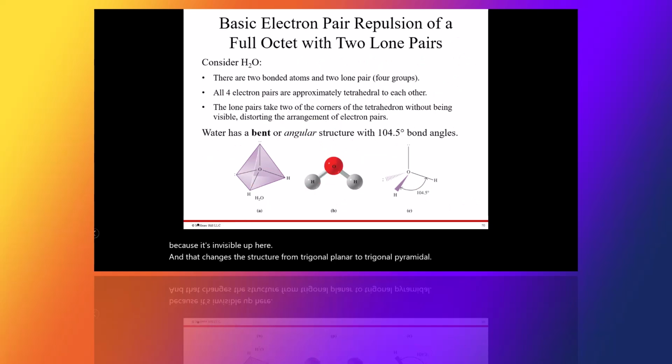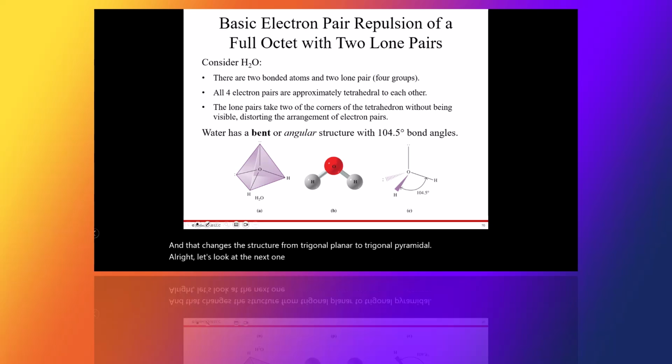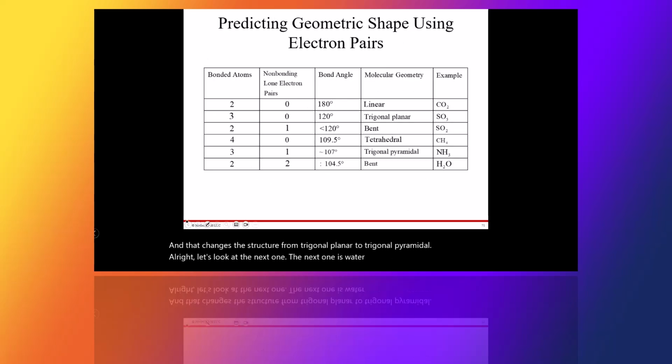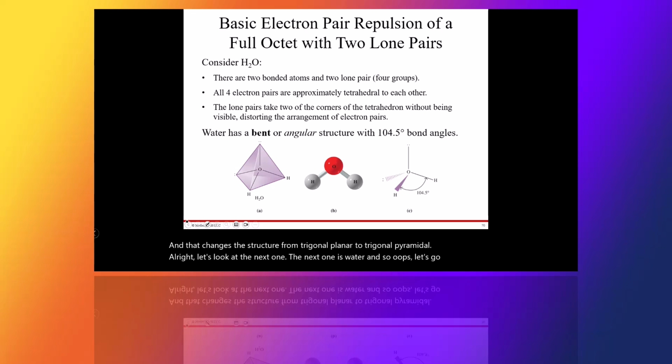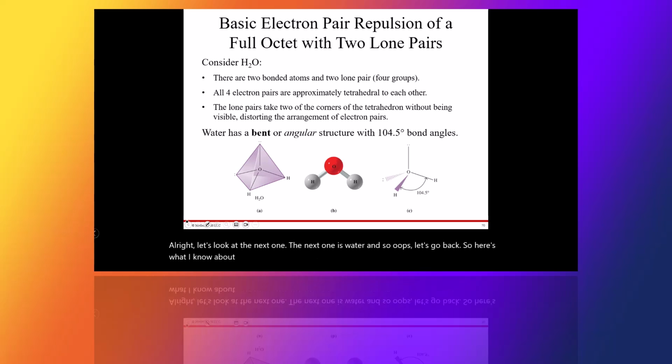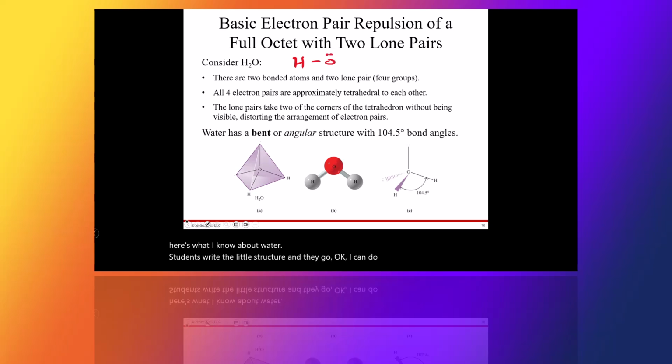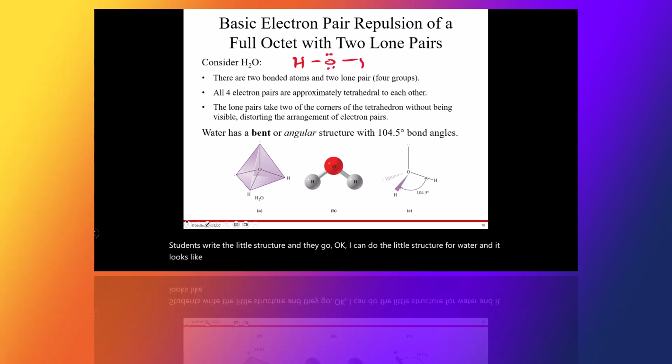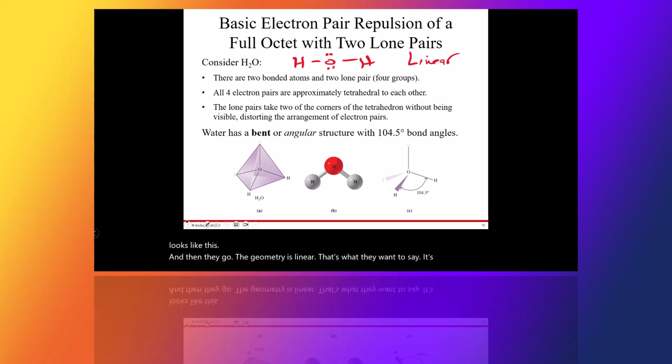All right, let's look at the next one. The next one is water. So here's what I know about water. Students write the Lewis structure and they go, okay, I can do the Lewis structure for water, and it looks like this. And then they go, oh, the geometry is linear. That's what they want to say. It's linear. No, it's not linear.